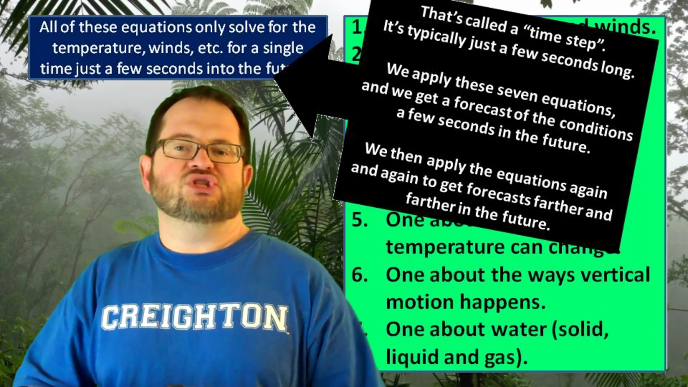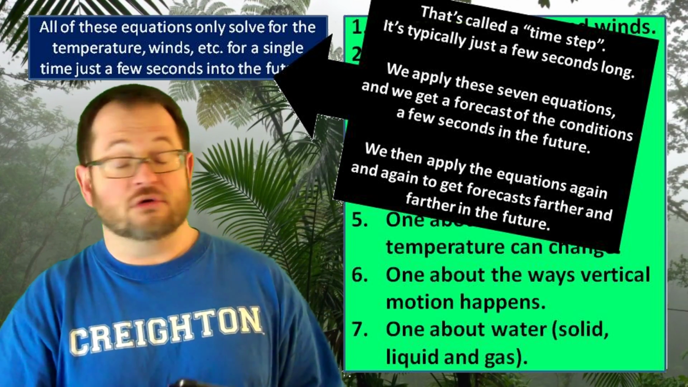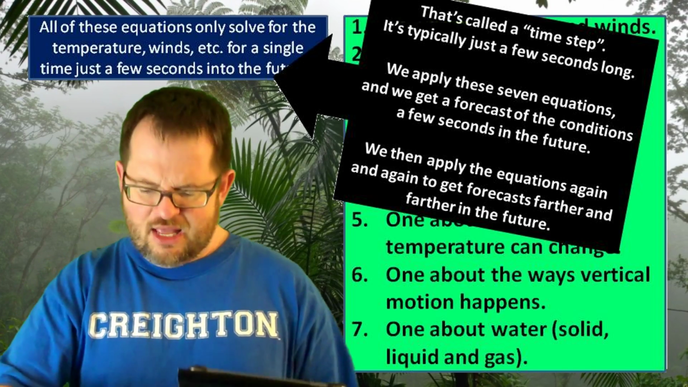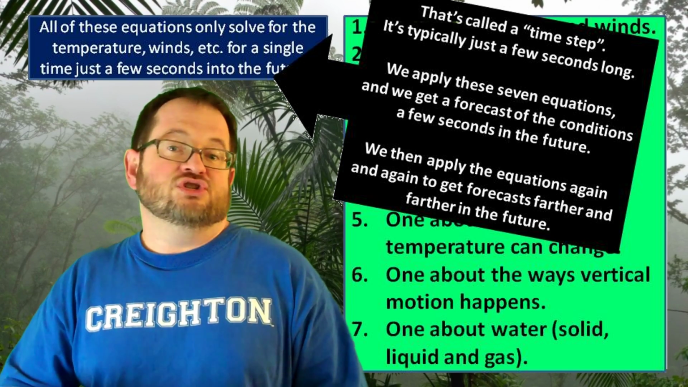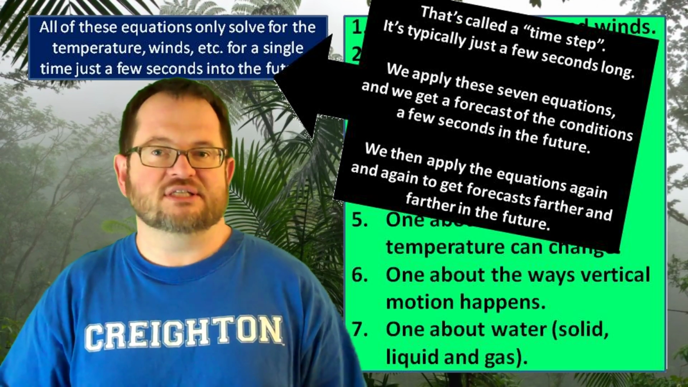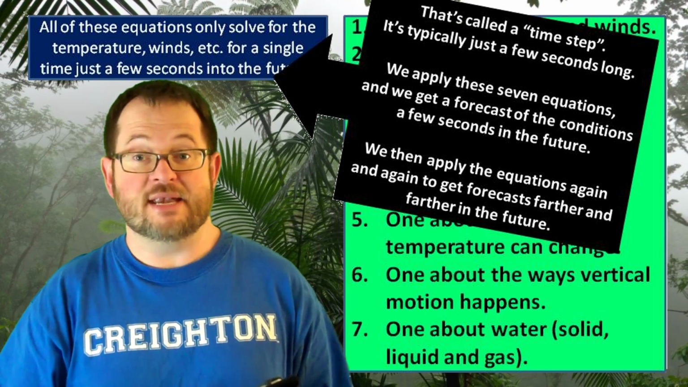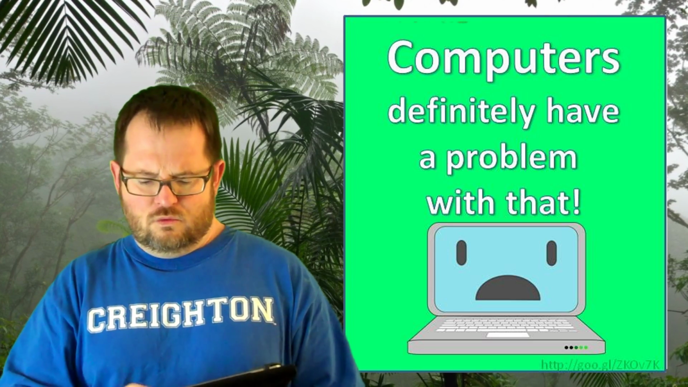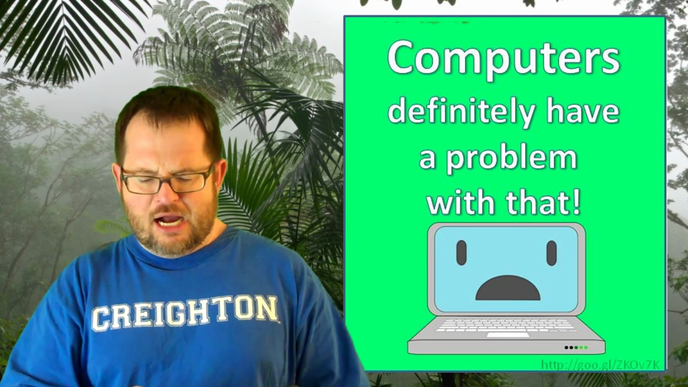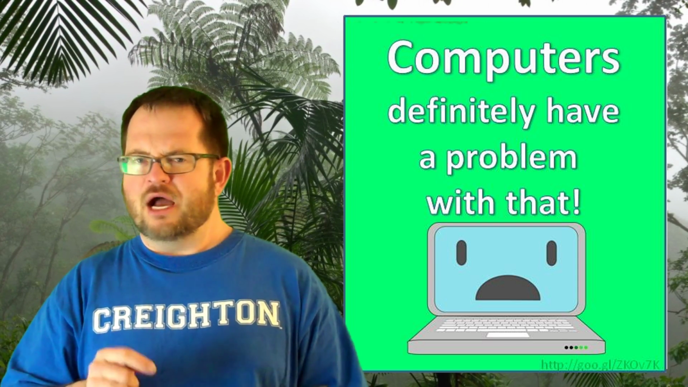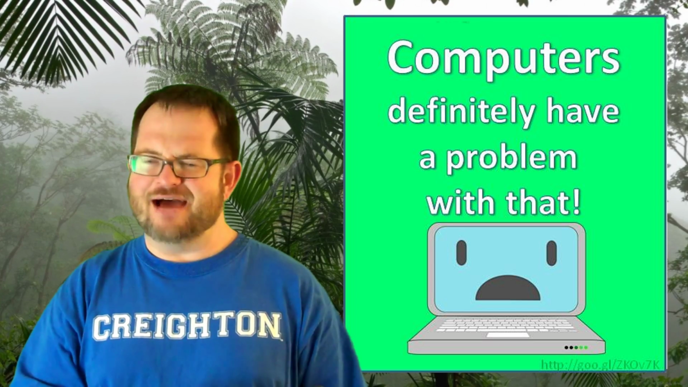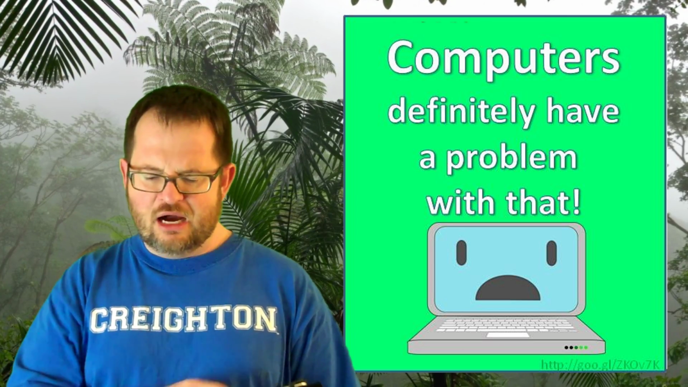And then you apply the equations again and get another time step into the future, and you have a forecast for 45 seconds from now. And you just keep doing that thousands and thousands of times. You might have to do it 10,000 times to get a forecast for 24 hours from now. Oh, wait a minute. If you have to apply all those equations, I think computers are going to have a problem with that. My computer here is very, very unhappy.